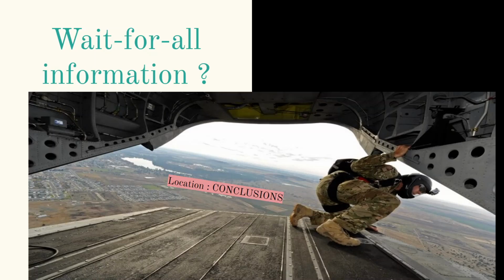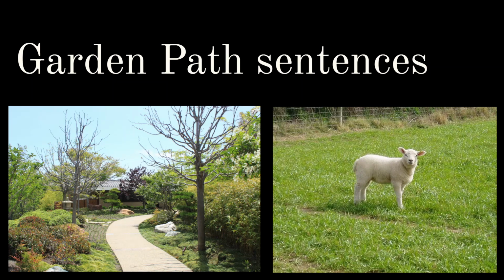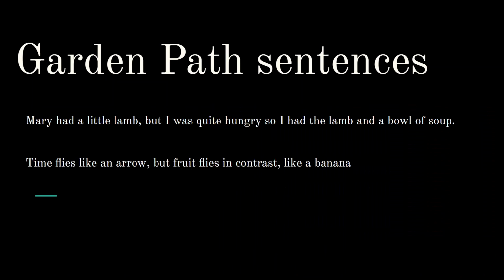A great example of these errors are so-called garden path sentences. Examples of these garden path sentences are such as, Mary had a little lamb, but I was quite hungry, so I had the lamb and a bowl of soup. Or, time flies like an arrow, but fruit flies, in contrast, like a banana. This changes what the first part of the sentence means by the information in the second part, and that is why these catch us off guard.